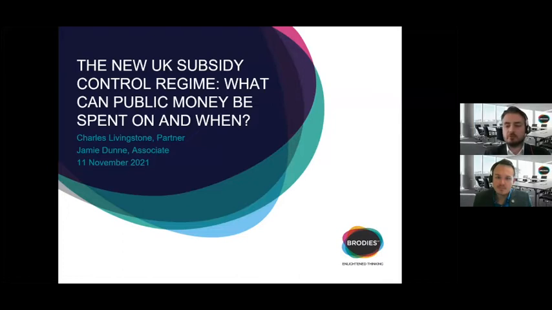This one is on the new UK subsidy control regime. And obviously knowing about that will let you answer the question, what can public money be spent on and when?